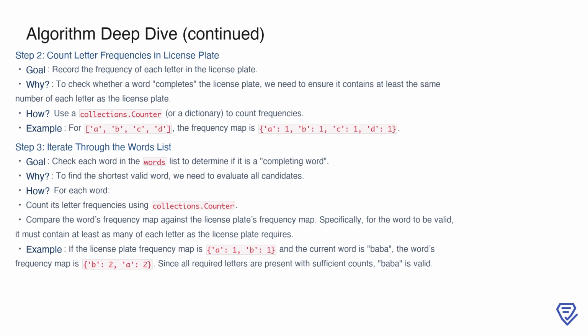Once we have this map, we can proceed to check each word in the given list to see if it satisfies the condition of containing at least as many of each required letter. For every word, we count its letter frequencies and compare them to the license plate's frequency map. For instance, if the license plate requires A1, B1, and the current word is Baba, its frequency map, B2, A2, shows that it meets the requirements, making it a valid completing word.